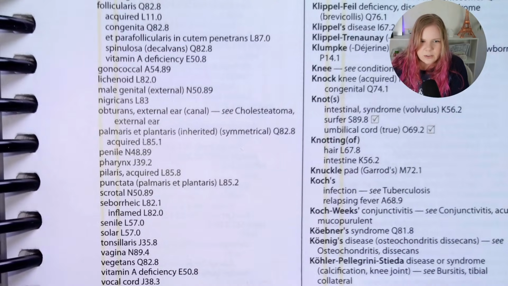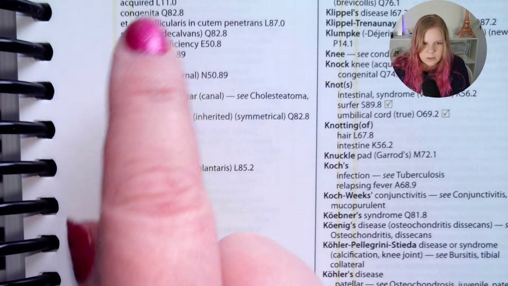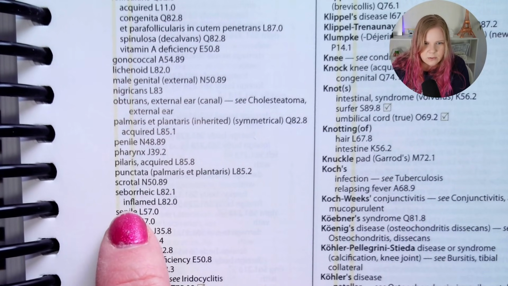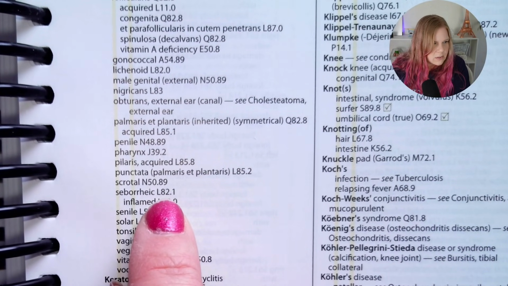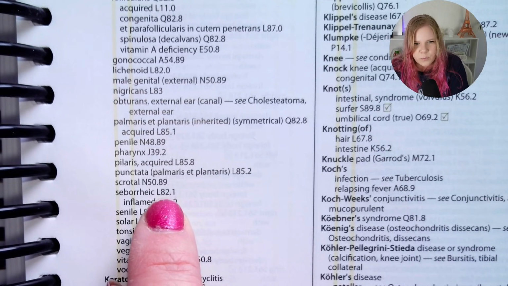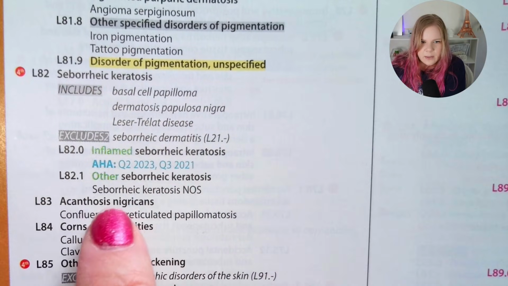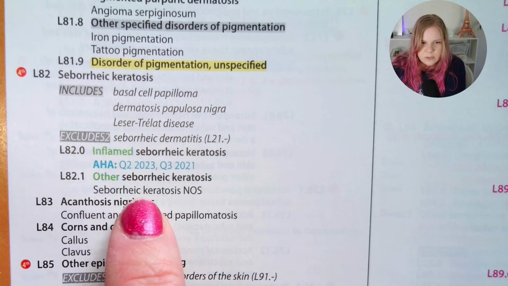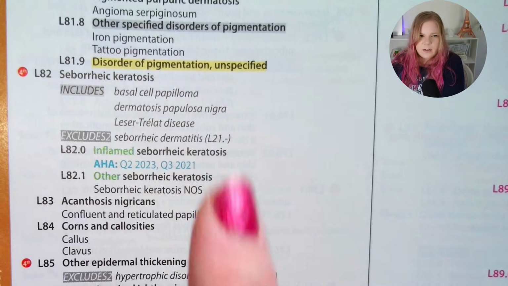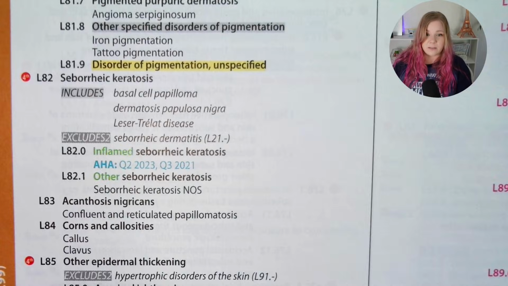Lastly, we have a seborrheic keratosis. So we go under keratosis, seborrheic. This doesn't say it's inflamed, so it would be the L82.1. So L82.1, other seborrheic keratosis, not otherwise specified. And that's it. So that's how you dissect an operative report.